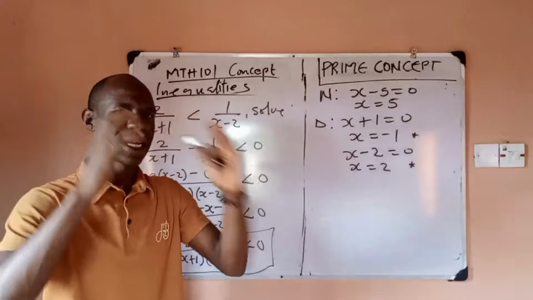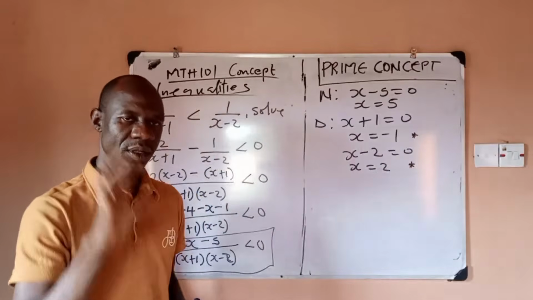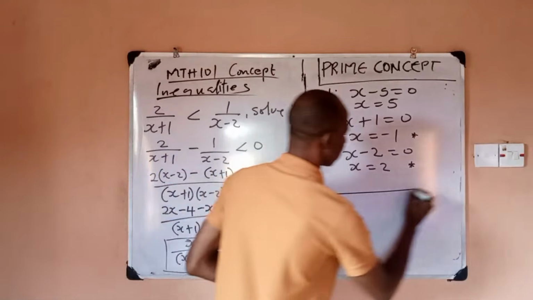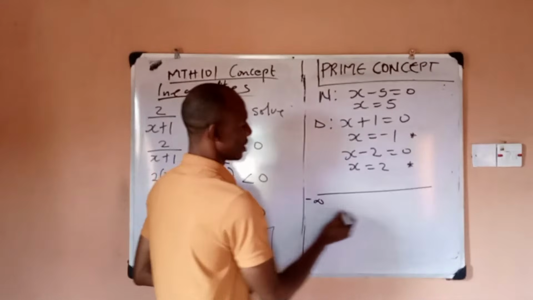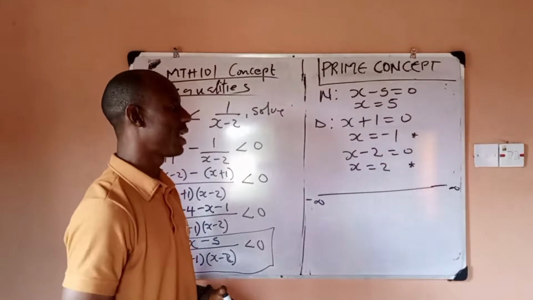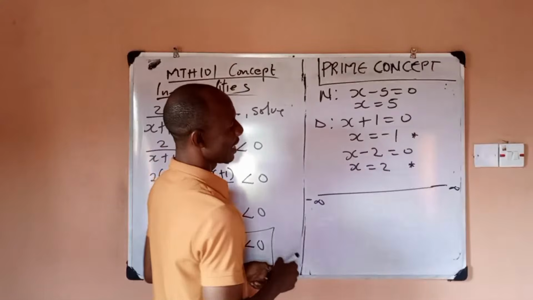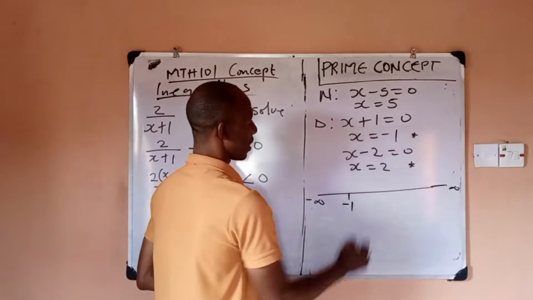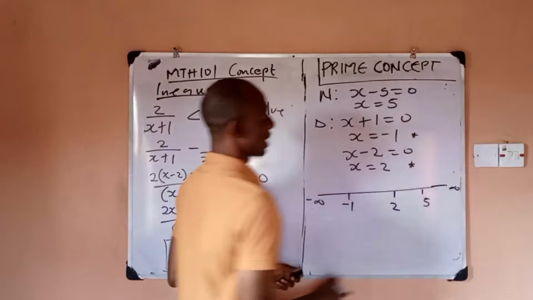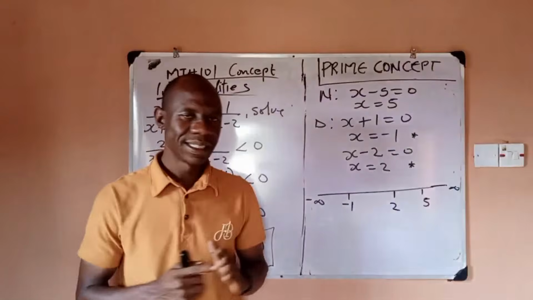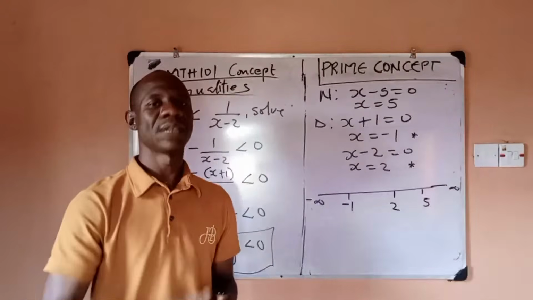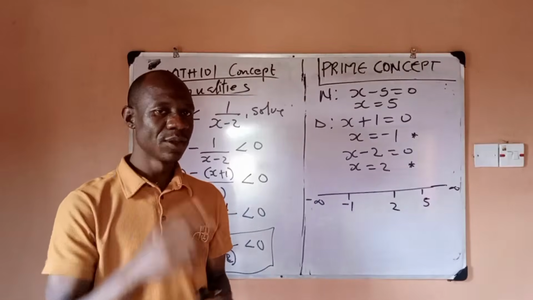Now, this is the final and most important step. Drop everything you are doing now and pay attention. So this is what you have. Negative infinity, infinity. Drop all these numbers on your number line. So on my number line, the smallest number is minus 1, followed by what? 2, and then what? 5. These are all the numbers. Please, this place is critical, especially if you are also offering Mass 103.